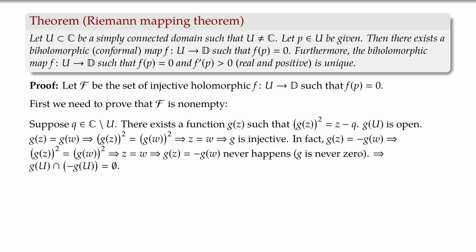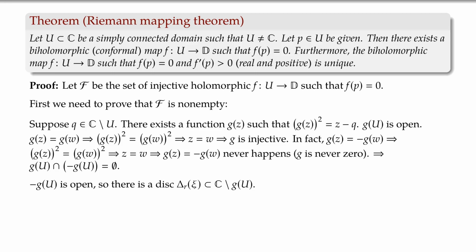Which means that G of U, the image of the entire U, does not intersect minus G of U, right? So the negatives of all the points in G of U, or the image of U under minus G as a mapping. Now, G of U is open, so minus G of U is also open. And minus G of U is in the complement of G of U. The complement of U maybe wasn't open, but the complement of G of U is.